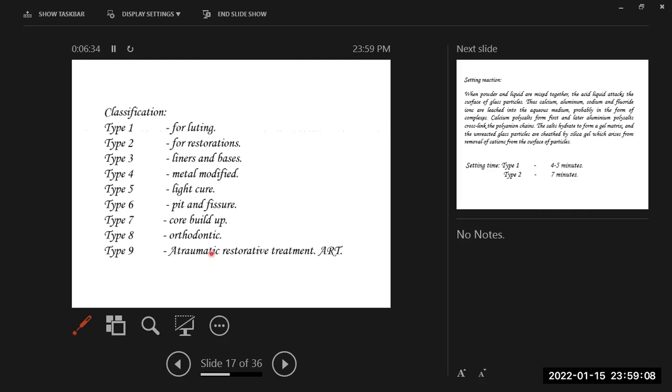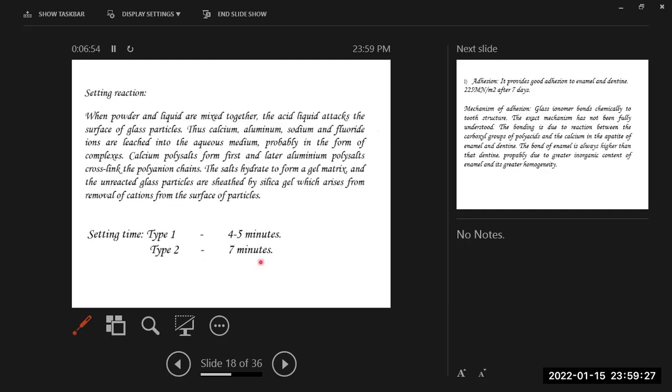Now when you talk about the types, GIC is of 9 types. You can use it for luting, restoration, as a liner, base, as a metal modified cement, light cure, pit and fissure, core buildup, orthodontic, and also for atraumatic restorative treatments. The setting reaction is that the liquid attacks the surface of the glass particles, and the calcium, aluminum, sodium, and fluoride ions get leached into the aqueous medium and form complexes.